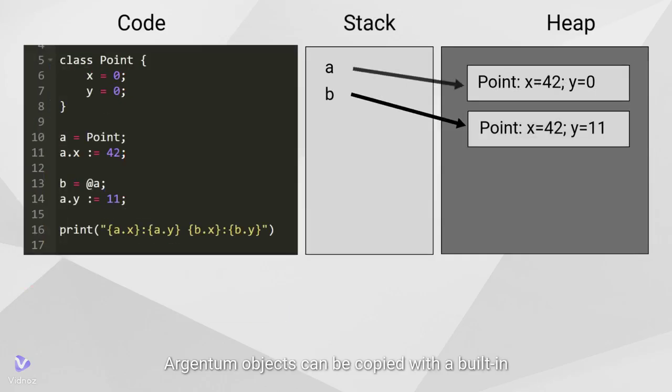Argentum objects can be copied with a built-in copy operation. It creates a new object with its own set of fields. It works with maximum memory and space efficiency. Copy operation is much more than just a byte-by-byte copy of an object. It supports object hierarchies, it backs const safety and multithreading. We'll revisit it later.